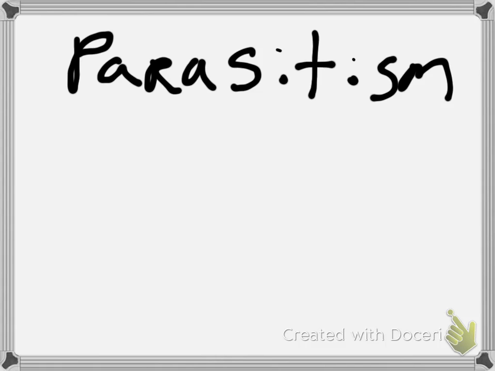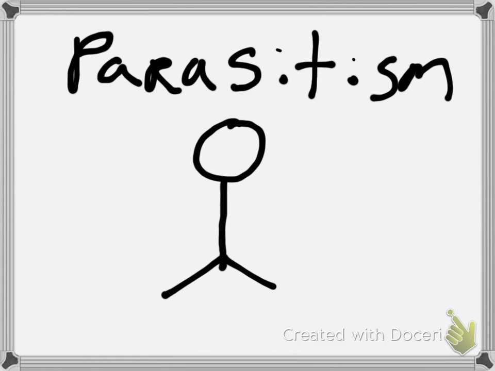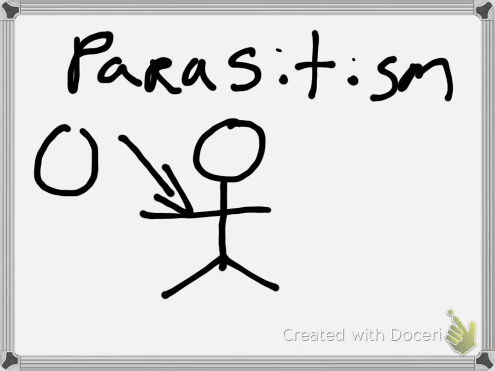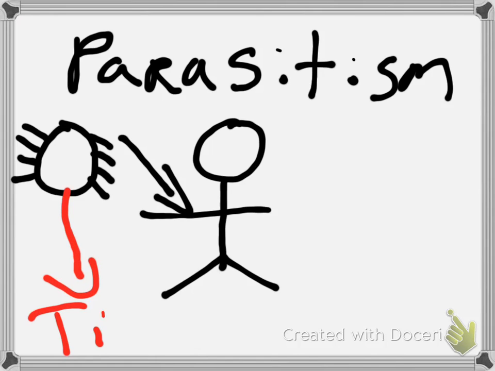So, let's say you've got a human body. And on this body, you've got a nice little tick. A tick is a great form of parasitism. Okay? It is feeding off of you. Okay? You don't give the tick anything but food.